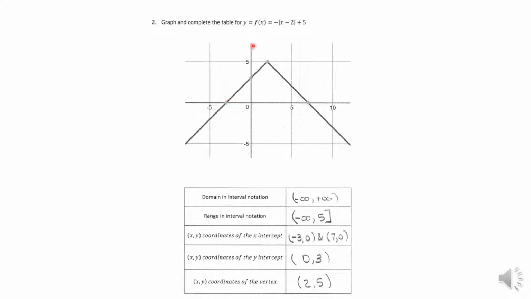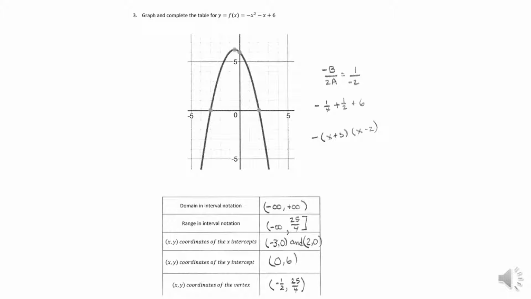Number 2, since this is an absolute value curve, we expect it to be a V. This V is an inverted V because of the negative sign, and it is shifted 2 right and 5 up, so that tells us where the vertex is going to be, and we work through, fill out the table, and graph the curve.